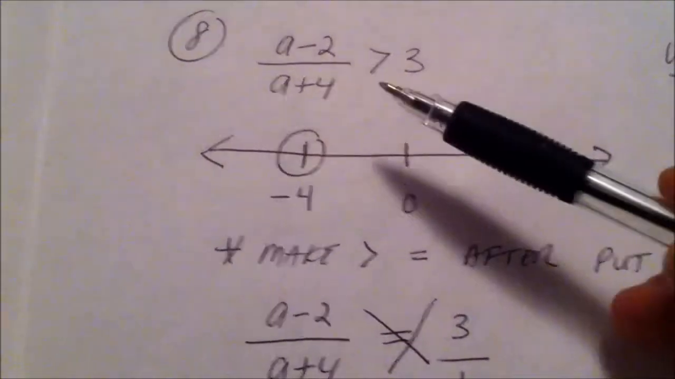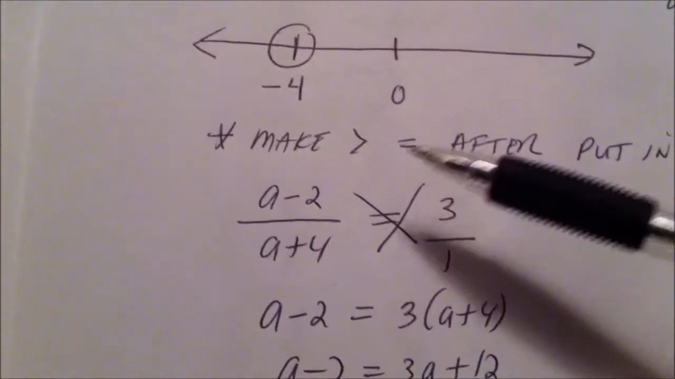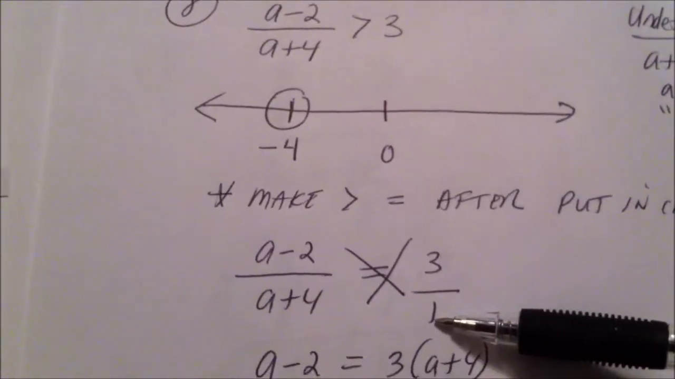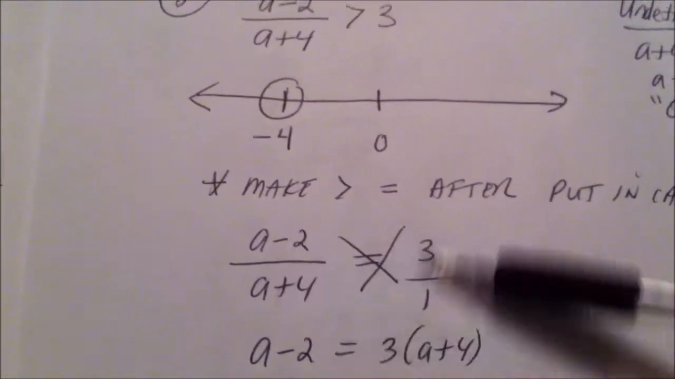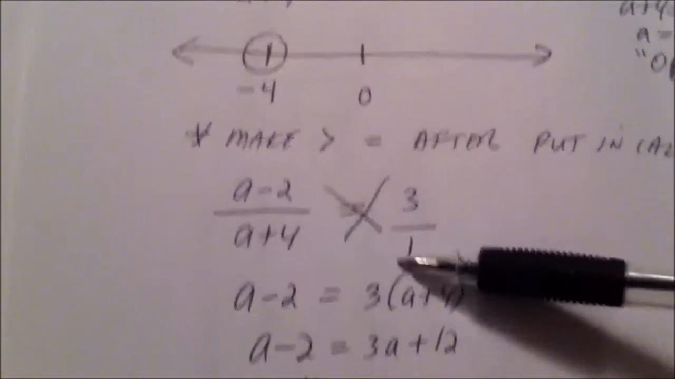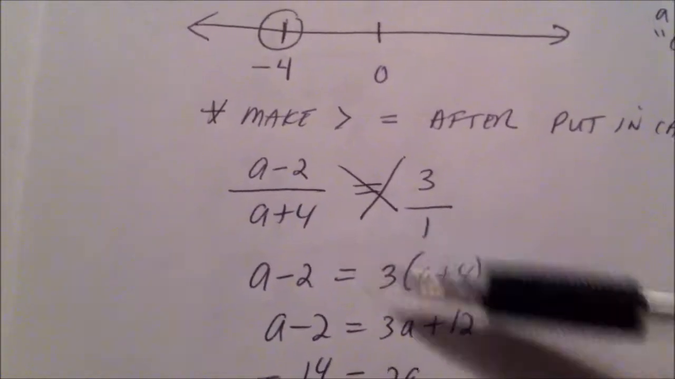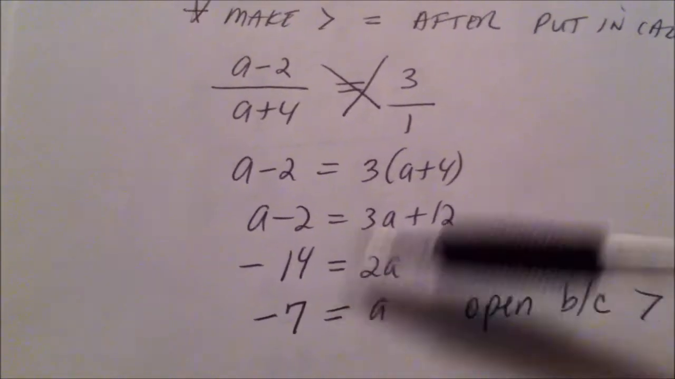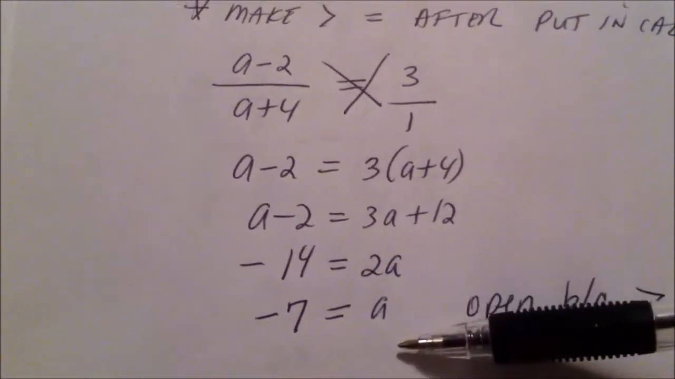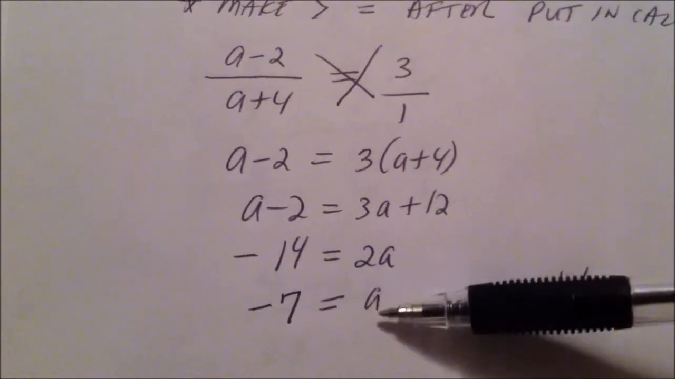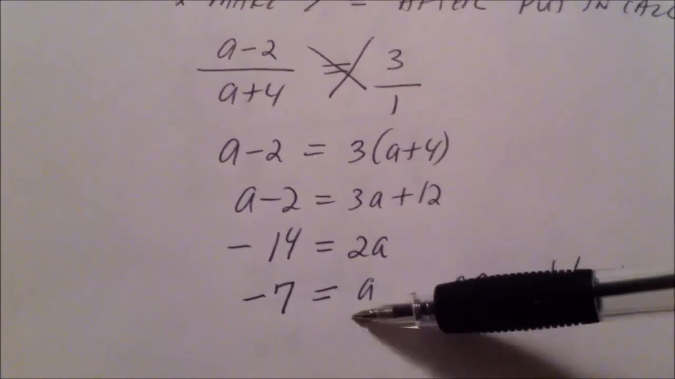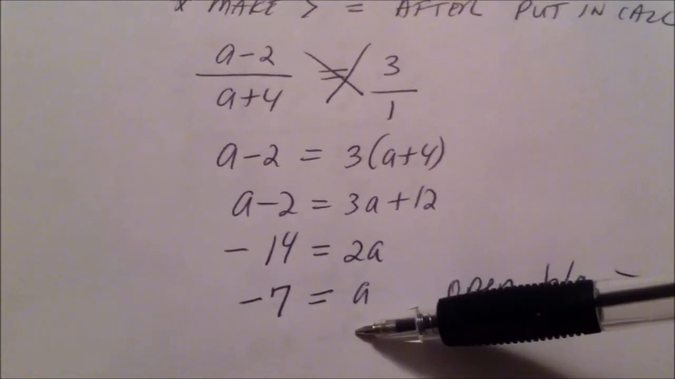After we do that, we want to pretend that this inequality symbol is an equal sign and solve this as if it were a proportion by putting that 3/1. It's actually a simple, like 7th or 8th grade question, this proportion. Cross multiply, and we get A is equal to -7 after we distribute and divide by the 2. So -7 is our other boundary value.